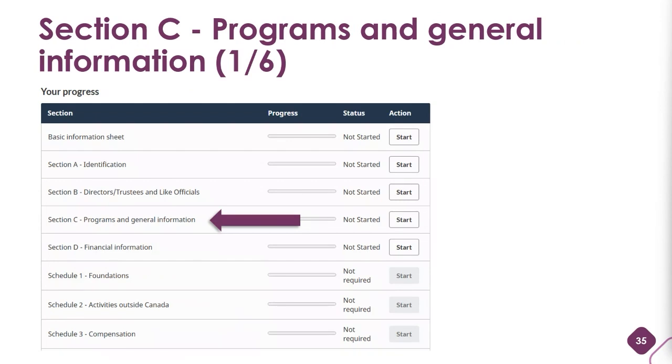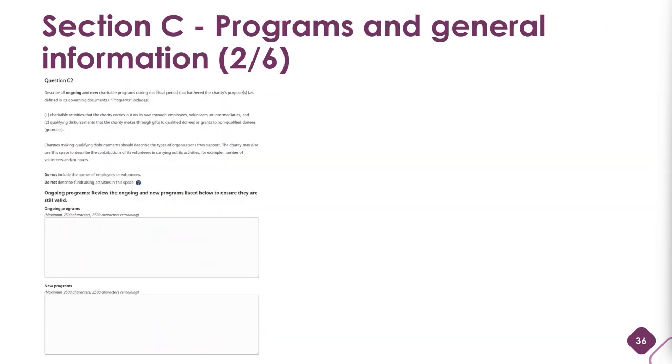Section C is for your charity's programs and general information. This section contains a list of about 16 questions regarding your charitable programs. Most of the questions are yes or no questions. However, question 2 will involve some writing. Once you answer the first question, which is, was your charity active or not, yes or no, then you'll be asked to describe your charitable programs.